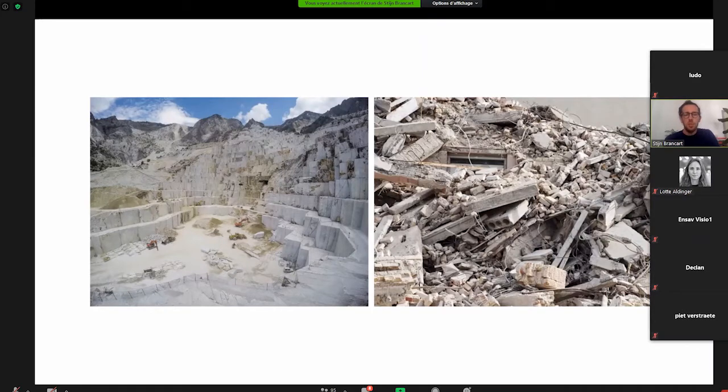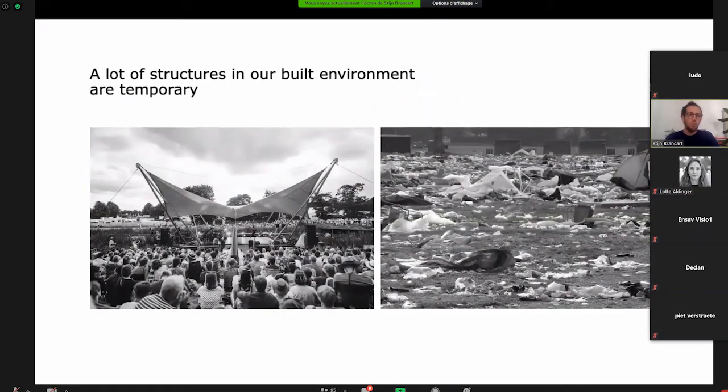The structures that we make are smaller. So we really focus more, or at least in my research, on small scale structures, event structures. But even there, we see a lot of structures that are temporary, but also produce a lot of waste. So people really see them as something that can easily be discarded because they are temporary. And that doesn't have to be like that.